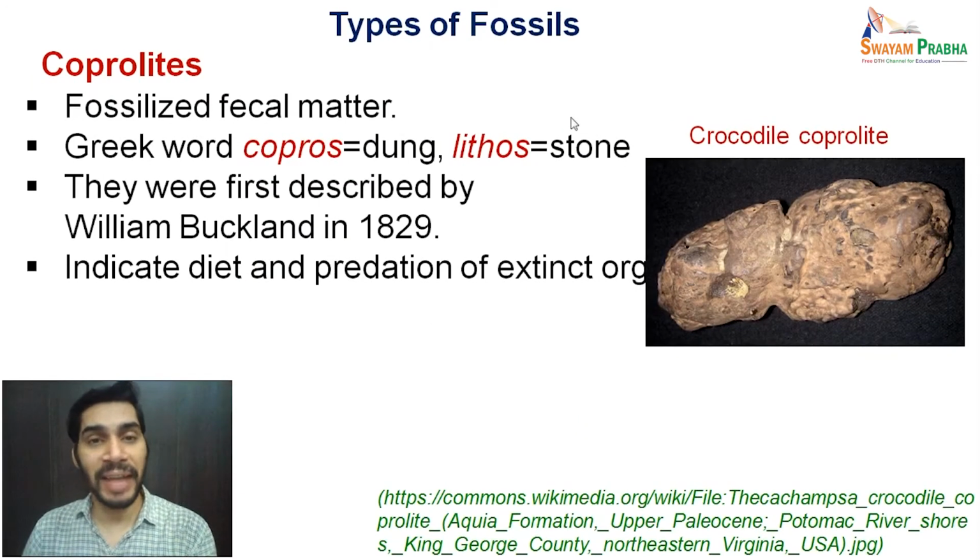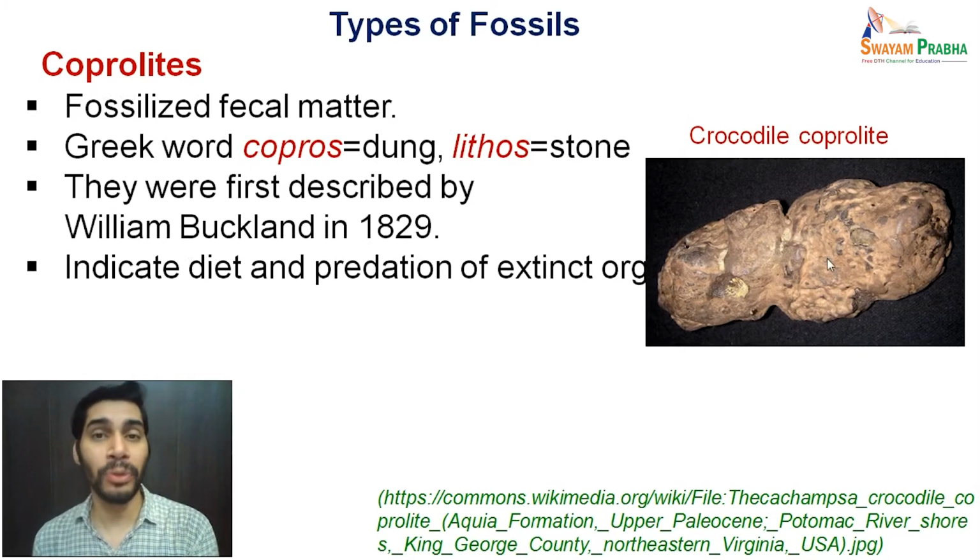A very fascinating type of fossil is coprolites. As the name suggests, they are copro. Copro refers to dung in Greek, and lithos means stone. So they are basically the dung stone. In general, they are fossilized fecal matter. If an organism's fecal matter is getting fossilized, we call that coprolites. They were first described by William Buckland in 1829. As you can see, one of the crocodile's coprolite here.